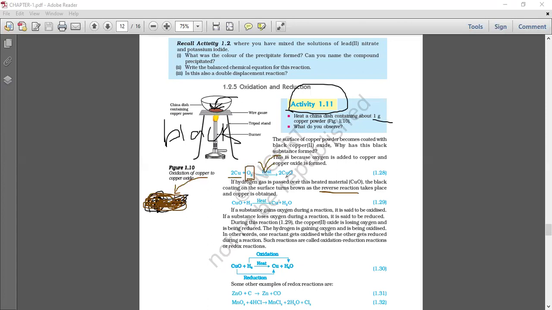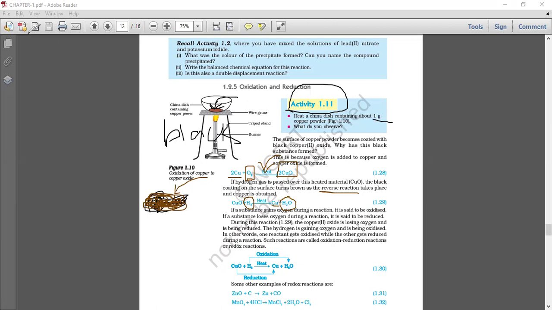Under the presence of oxygen, it forms copper oxide. What is the color? Black color. And then the same copper oxide, if you pass hydrogen gas to it, again it comes back, it forms copper plus water also. Okay, water moisture. So this is a reversible reaction.